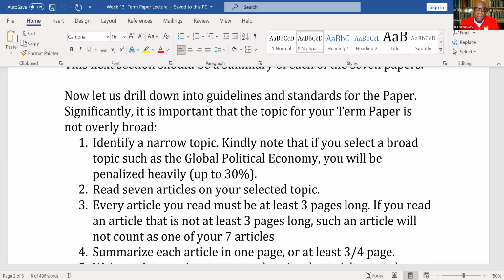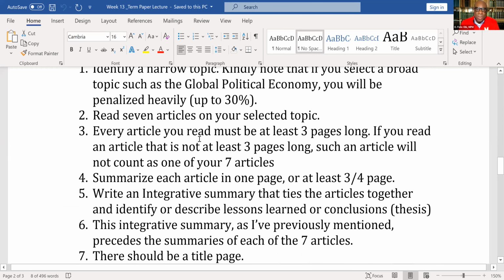Read the seven articles on your selected topic. Every article you read must be at least 3 pages long. If you read an article that is not at least 3 pages long, such an article would not count as one of your seven articles. Remember, you're going to give an annotated bibliography. So I'm going to be able to see the seven articles that you're referencing. I should be able to find them. Provide a web link if there is one, and I'm going to add that to the annotated bibliography.